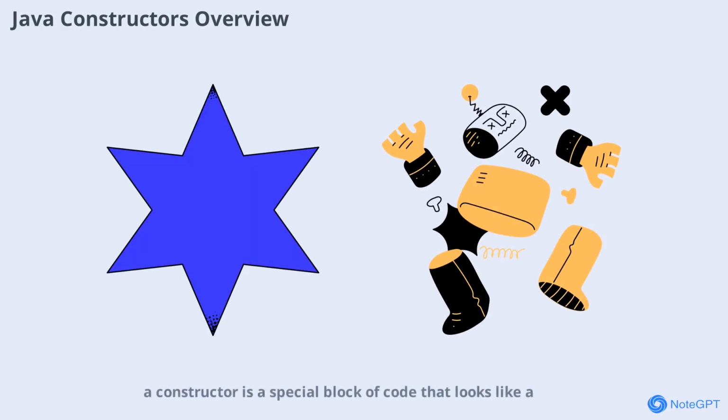In Java, a constructor is a special block of code that looks like a method but is called automatically when you create an instance of a class. Constructors are used to initialize objects and allocate memory for them. Every time you use the new keyword to create an object, at least one constructor is called. Constructors help set up your objects with initial values and ensure they're ready to use right after creation.